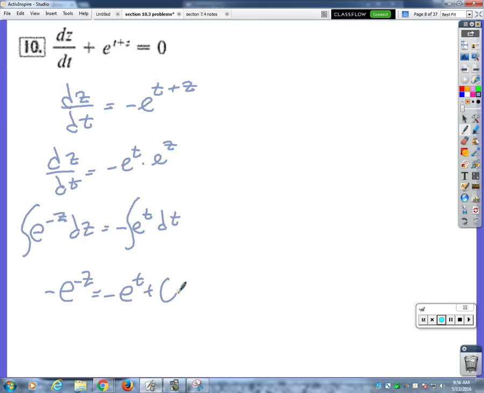Now we're solving for z. Can I make this a positive and this a positive and leave that as a positive? Are you okay with that? Yes, I can. Now I'm going to natural log both sides. So the natural log of e to the negative z, the natural log and the e's cancel, equals the natural log of e to the t plus c.